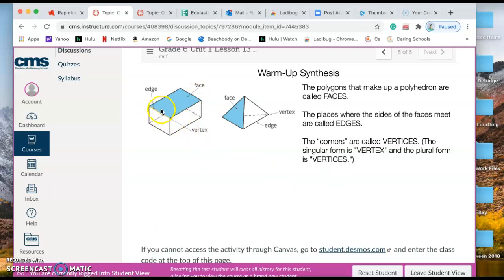We have edges of shapes. That's the edge where the 2 sides meet. There's a face. That's pretty much like a side. And then you have a vertex. The vertex is now going to be known as a corner. Okay, so again, it doesn't matter.